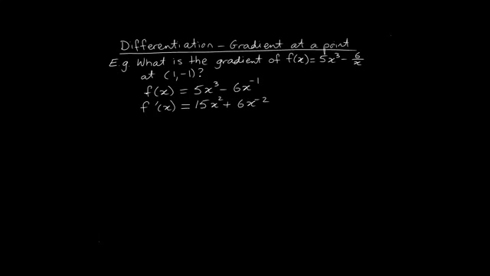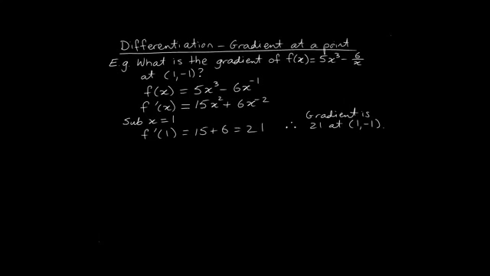So if it is true for any value of x, and if I want the gradient at a particular value of x, all I need to do is to sub in the value of x that I want. So here at the point 1, negative 1, the x coordinate is 1, isn't it? So I'm going to be subbing in x equals 1 to find out the gradient at that particular point. So f dash at 1 then will be equal to, let's see, 15 plus 6 giving me 21. Therefore the gradient is 21 at this point 1, negative 1.